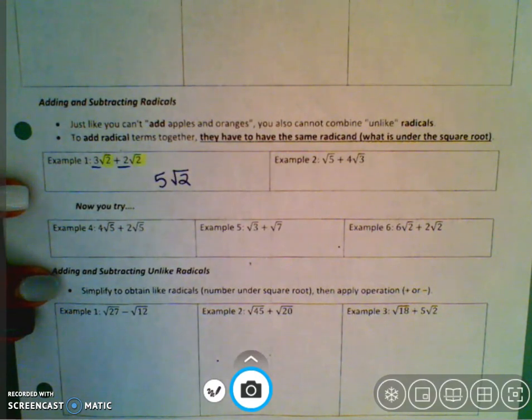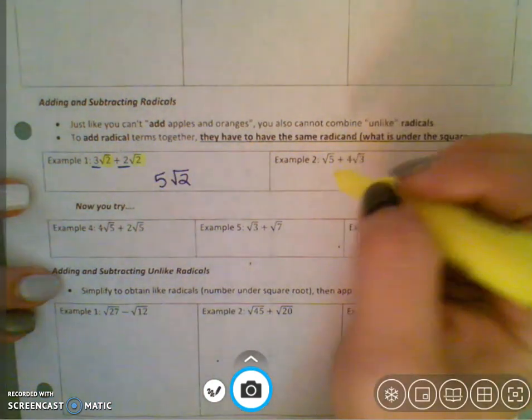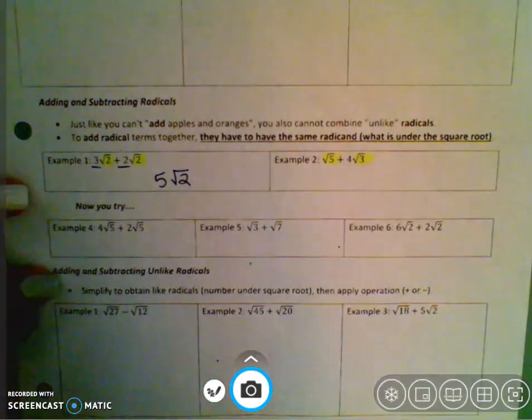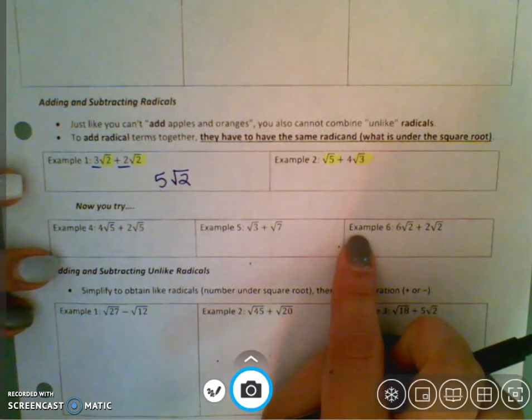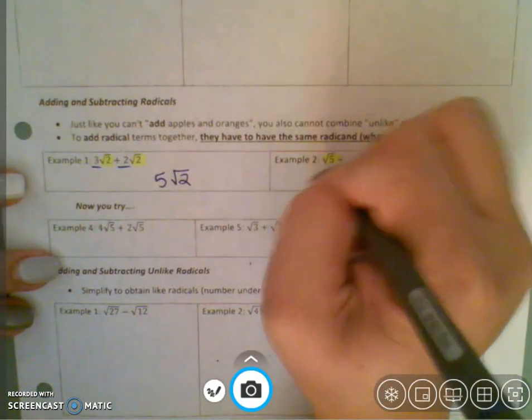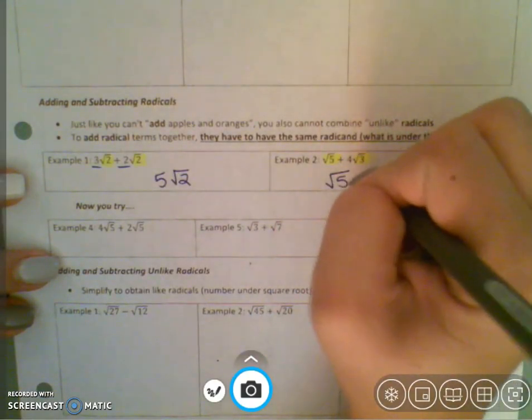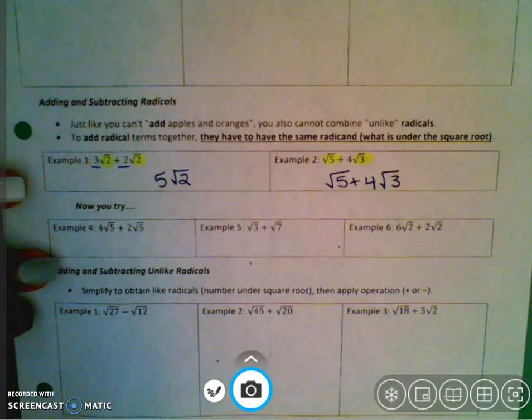On example number 2, inside we have a 5 and a 3. This one actually cannot simplify anymore. So your final answer is just the exact same thing that they give you in the problem, because you cannot combine those radicals.